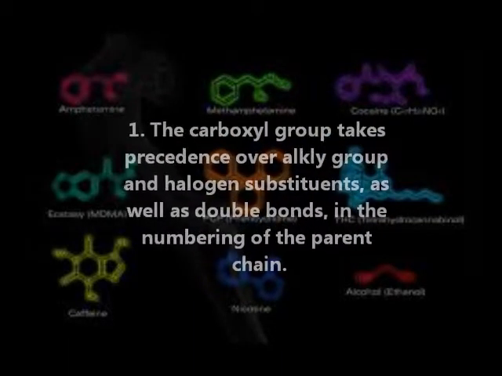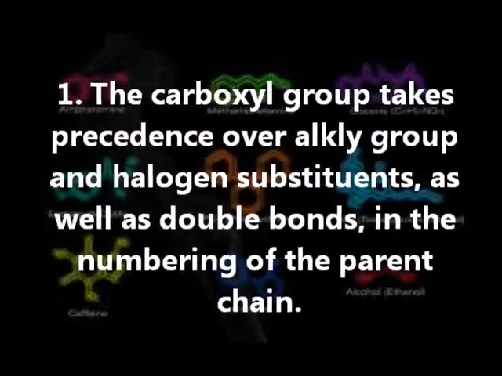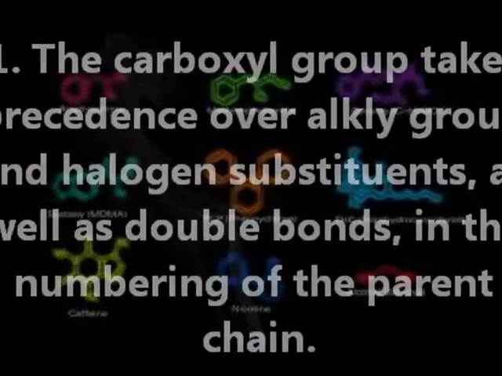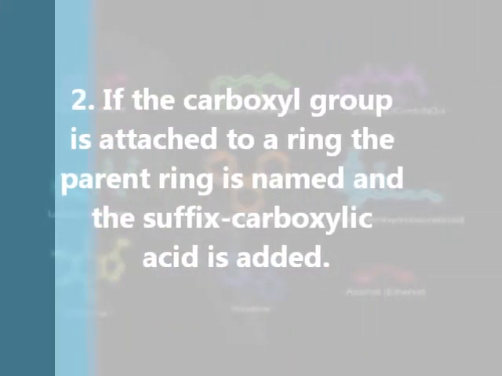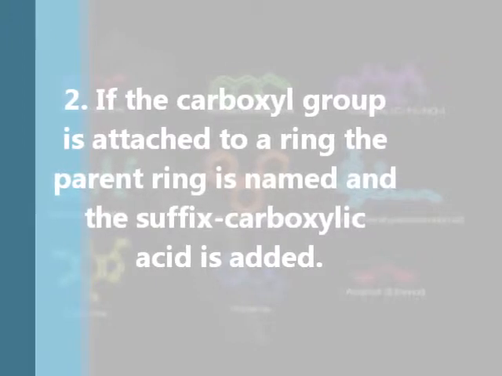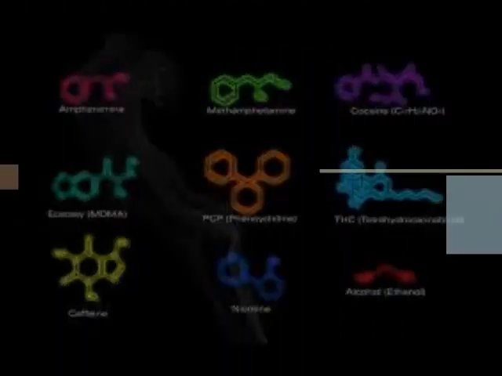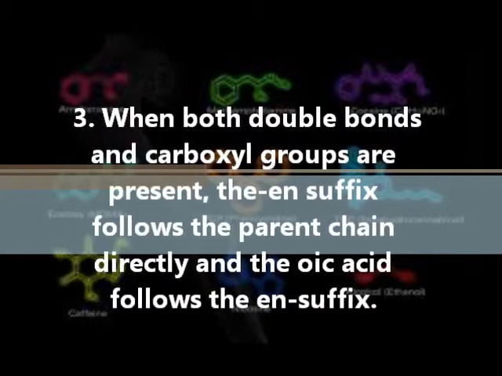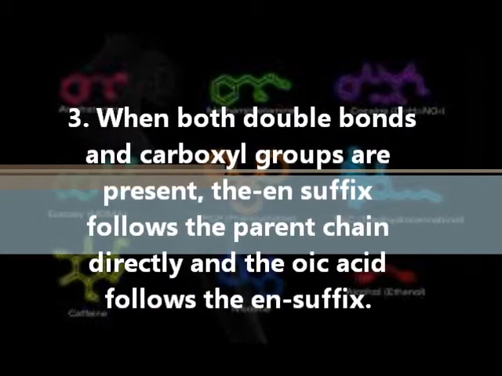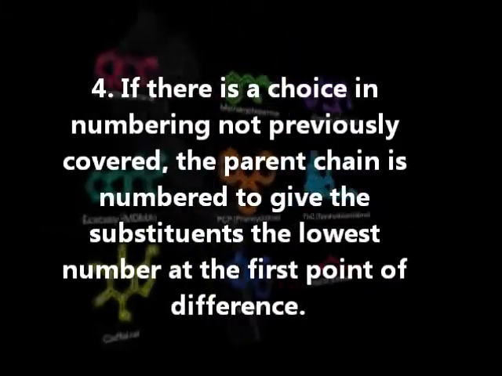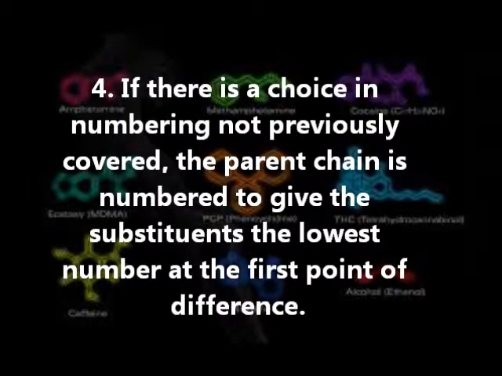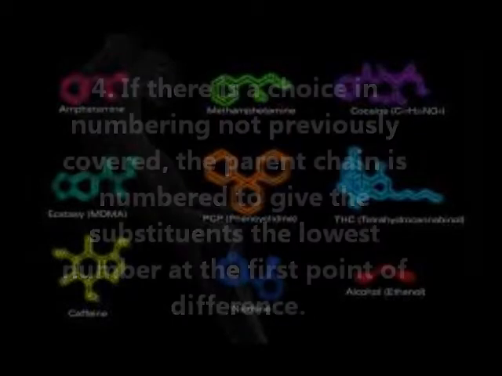The carboxyl group takes precedence over alkyl groups and halogen substituents, as well as double bonds, in the numbering of the parent chain. If the carboxyl group is attached to a ring, the parent ring is named with the suffix "carboxylic acid". When both double bonds and carboxyl groups are present, the "-en" suffix follows the parent chain directly and the "-oic acid" follows. If there is a choice in numbering not previously covered, the parent chain is numbered to give the substituent the lowest number at the first point of difference.